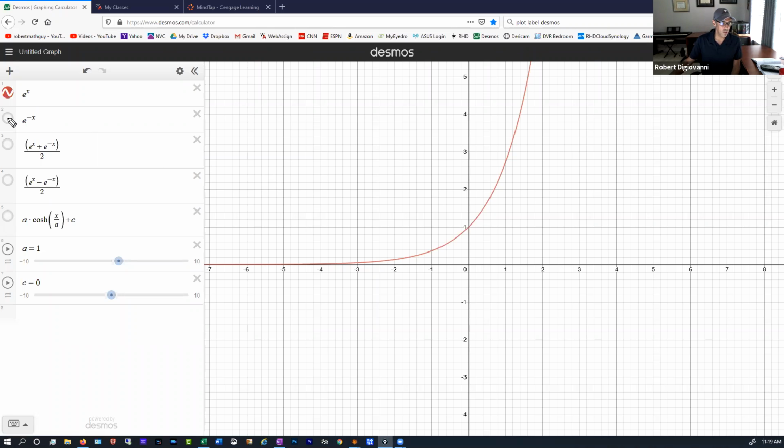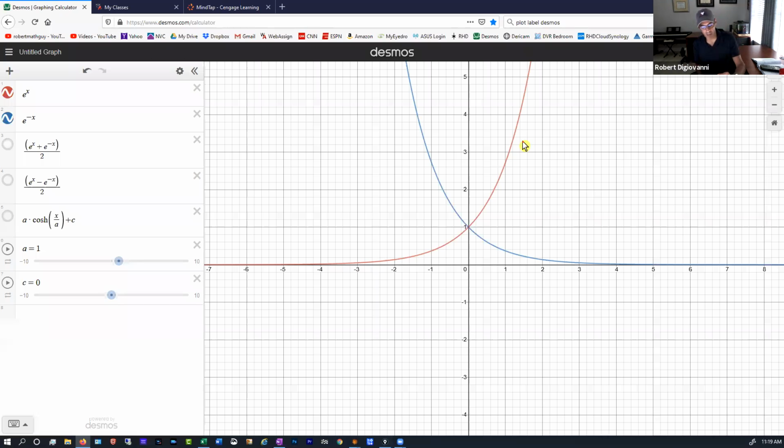Now I'm going to show you another function, which is e to the negative x, which is a reflection of that function over the y-axis. So you could say that e to the x is an example of exponential growth, and the blue one, e to the negative x, is an example of exponential decay. Now we're going to do something very interesting. We're going to take these two functions and we're going to add them together.